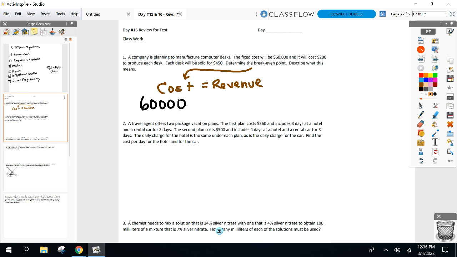In addition to, plus, how much is it to make a desk? 200, and then my variable, which means how many desks I'm making, X. So be careful there. There's usually a secondary cost in making these. And now let's talk about how much you're going to bring in for selling the desk. 450 times how many desks we're making, which is X.